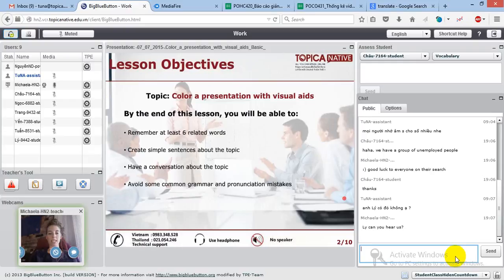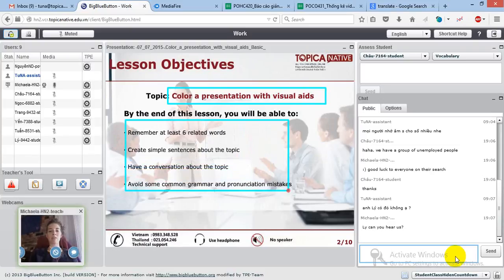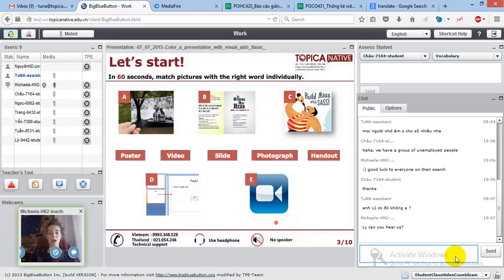Okay, so this is our topic, color a presentation with visual aids. And by the end of this lesson, we'll be able to remember at least 6 words, create simple sentences, have a conversation, and avoid some common grammar and pronunciation mistakes. All right, so let's start with this picture match. In 60 seconds, match pictures with the right word.